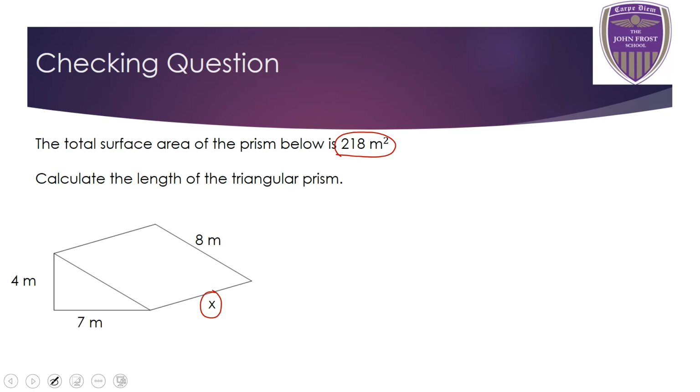Pause the video and when you're ready, press play to see the solution. Okay, welcome back. Well, again, based on the principle before, this face here at the front here is 4 times 7. So 4 times 7 divided by 2. 4 times 7 is 28. Half of that is 14. So we've got 14 meters squared. We've got another one here at the back. So we've got another 4 times 7 divided by 2, 14 meters squared. So we've done the two triangular faces.